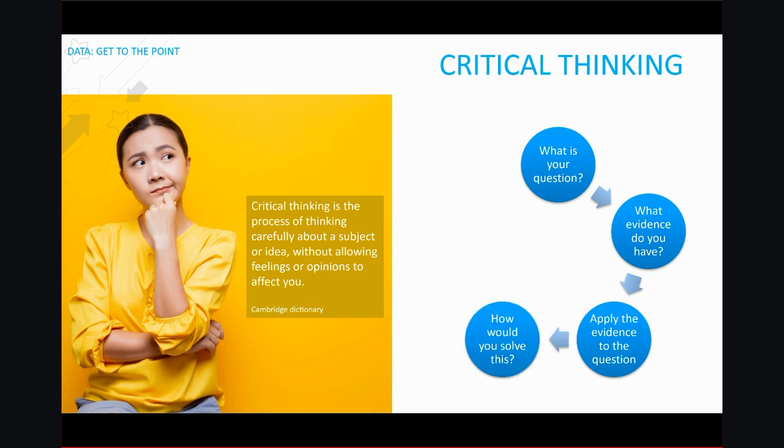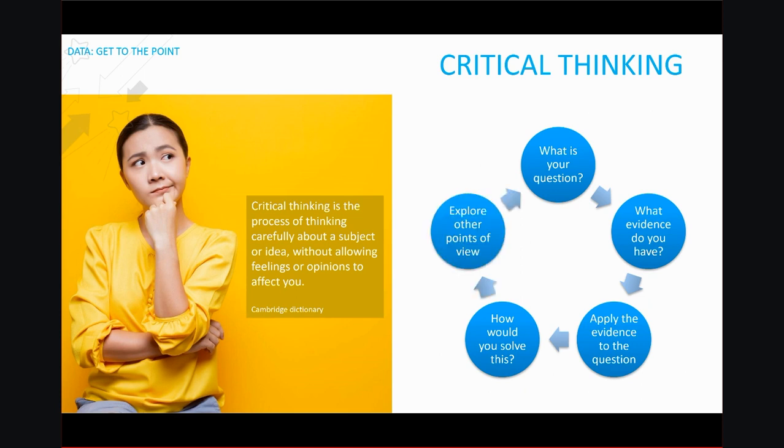Next, how would you solve this? What decisions are you coming to now? What is your viewpoint around this initial question? You might start to validate your opinion by the evidence that you do have and formulate that viewpoint that you're going to go with.